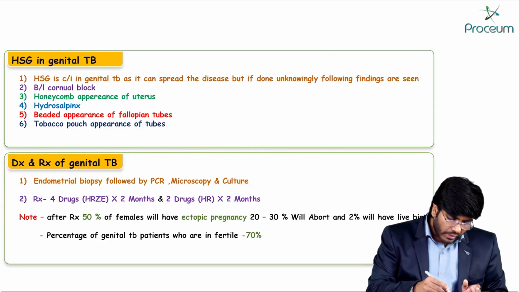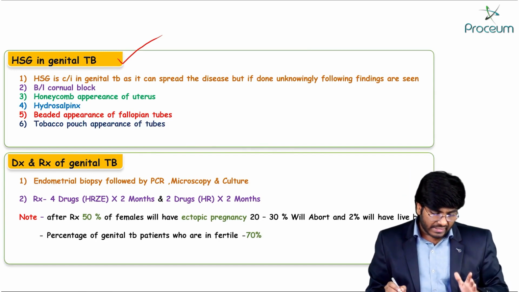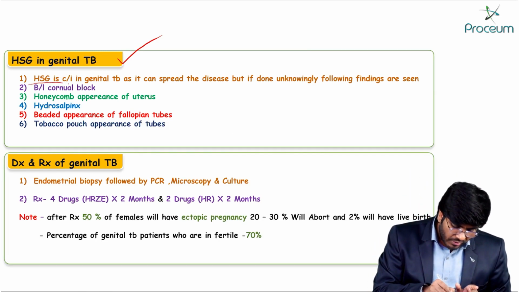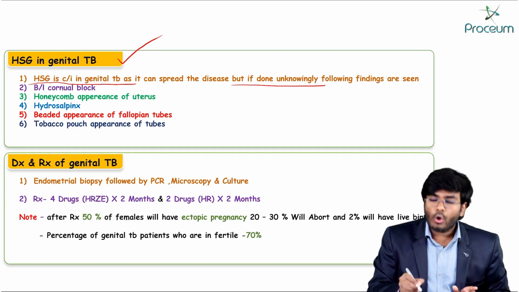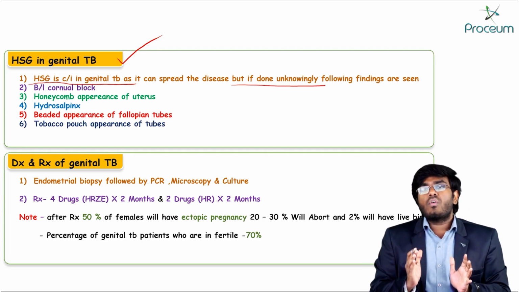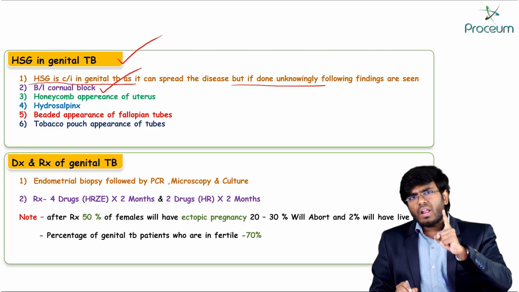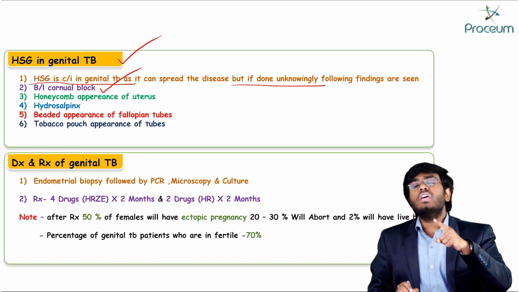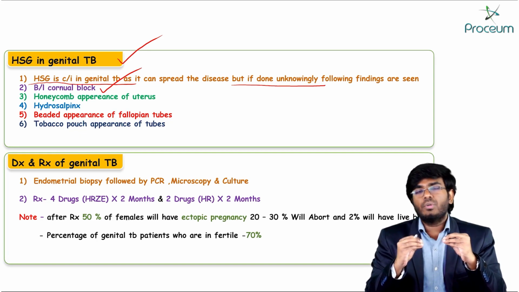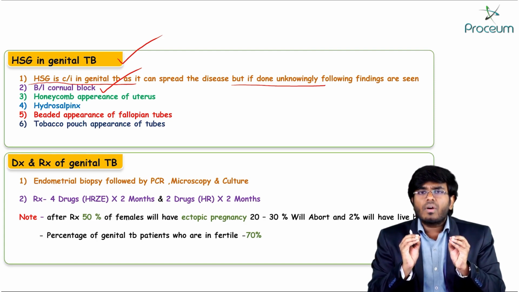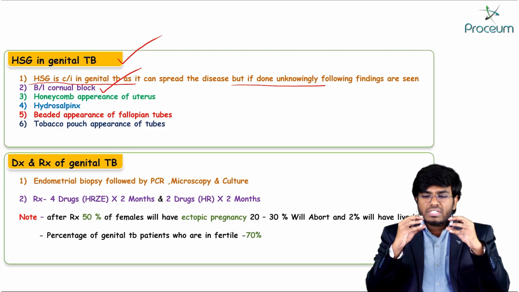Now, if you have done hysterosalpingography for genital tuberculosis, I have already said hysterosalpingography is contraindicated in genital tuberculosis. But if you have performed it unknowingly, these kinds of findings will be seen. Bilateral cornual block, I have already said. If someone asks you the most common physiological cause of bilateral cornual block, it's a spasm during hysterosalpingography. While performing it, due to irritation of the dye, the cornual regions can undergo spasm.